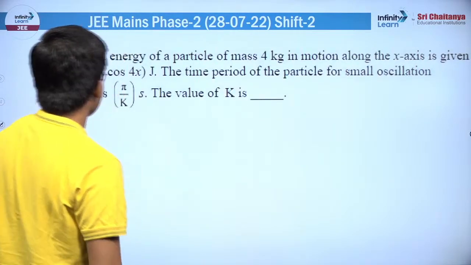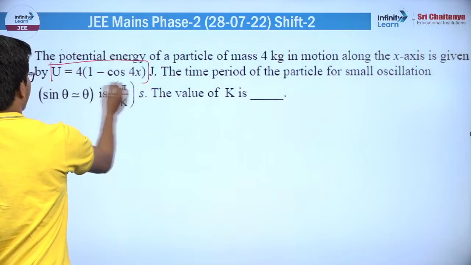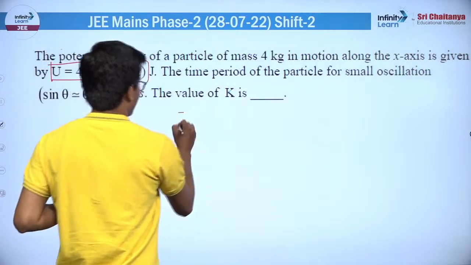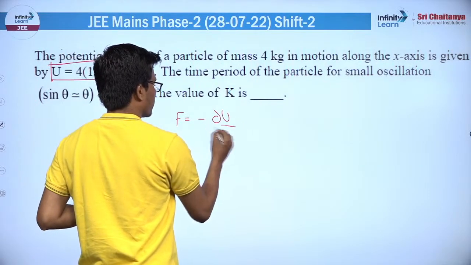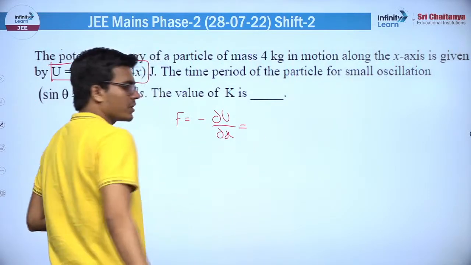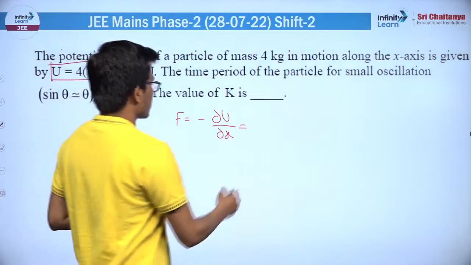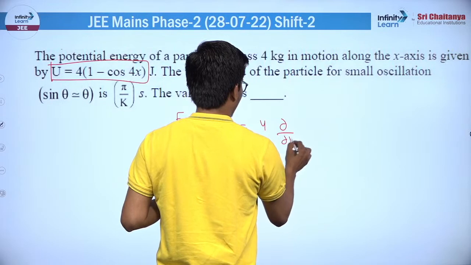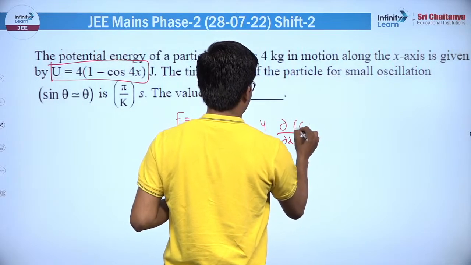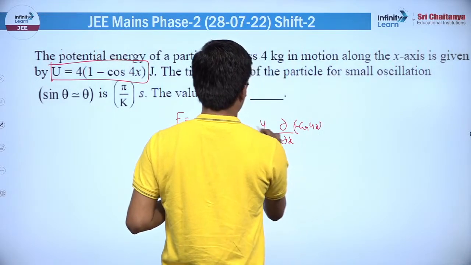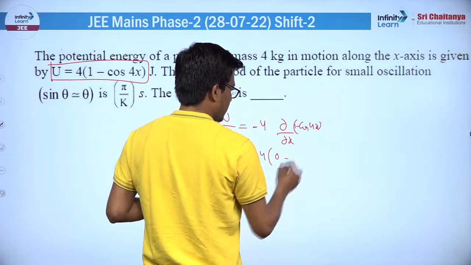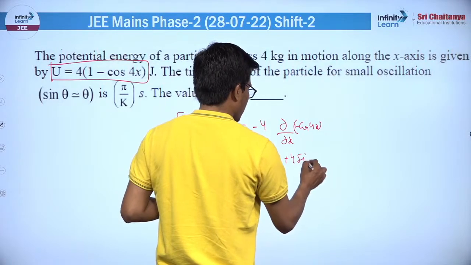The next question is, you have a potential energy of a moving particle like this, you have to find the time period for a small oscillation. So if you know the potential energy, you can calculate the force as minus dU over dx. So it will be minus, will be plus 4 differentiation of 1 minus cos 4x, something like this, right? So first differentiation will be 0 and it minus will be plus 4 sin 4x.